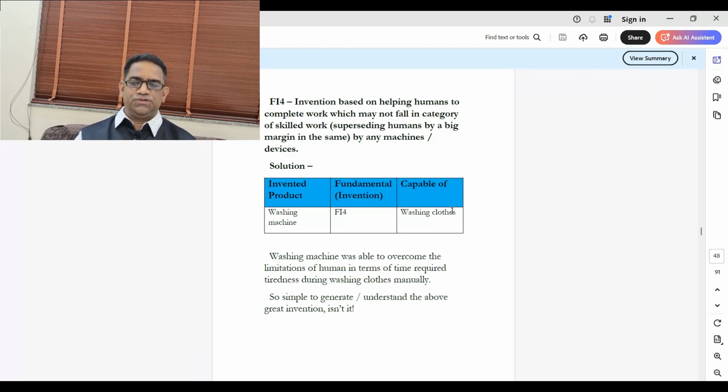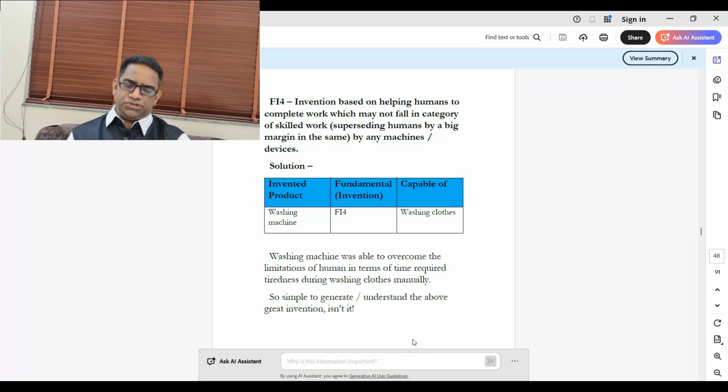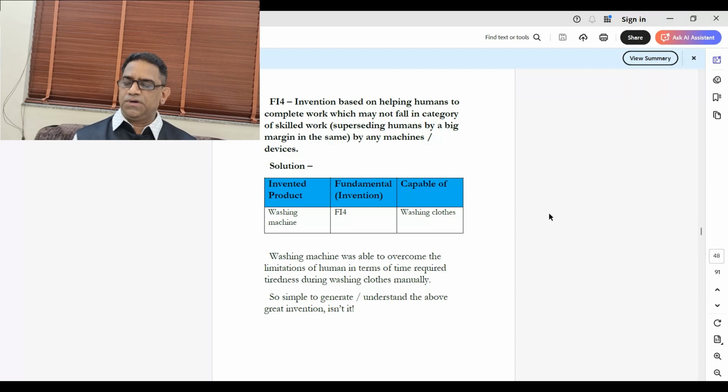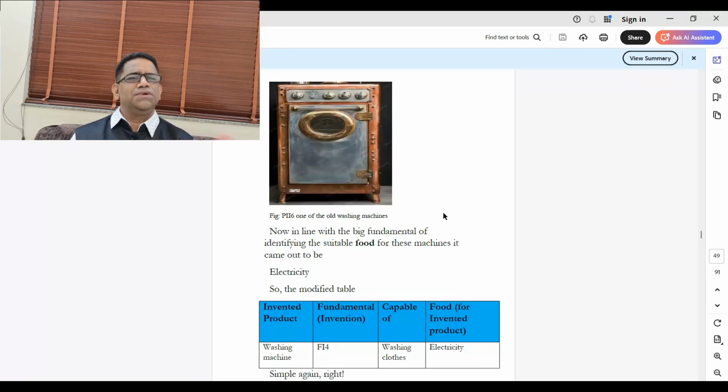Okay, good. The washing machine was able to overcome the limitations of humans in terms of time required and tiredness during washing clothes manually. So simple to generate and understand the above invention, isn't it? Okay, nice. Now you can see a picture of an old washing machine here. Now, in line with the big fundamental of identifying the suitable food for this machine, it came out to be electricity.